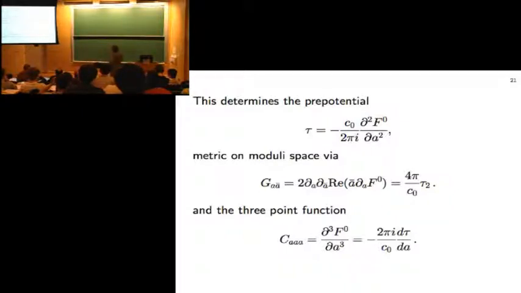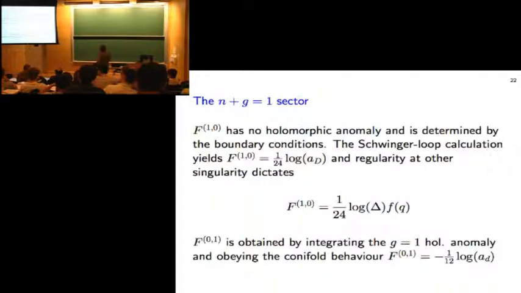So what about the n plus g equal 1 sector? F^(1,0) actually has no holomorphic anomaly because it still has not enough insertions. And it's determined by the boundary conditions. So the Schwinger loop calculation actually suggests that it has this behavior, as in the previous slide. And the regularity at other singularities dictates that it then has to be the logarithm of this delta, because in first order this delta is linear in a_D, and then there could be a function in the UV gauge coupling, which you have to restrict by regularity at other singularities.